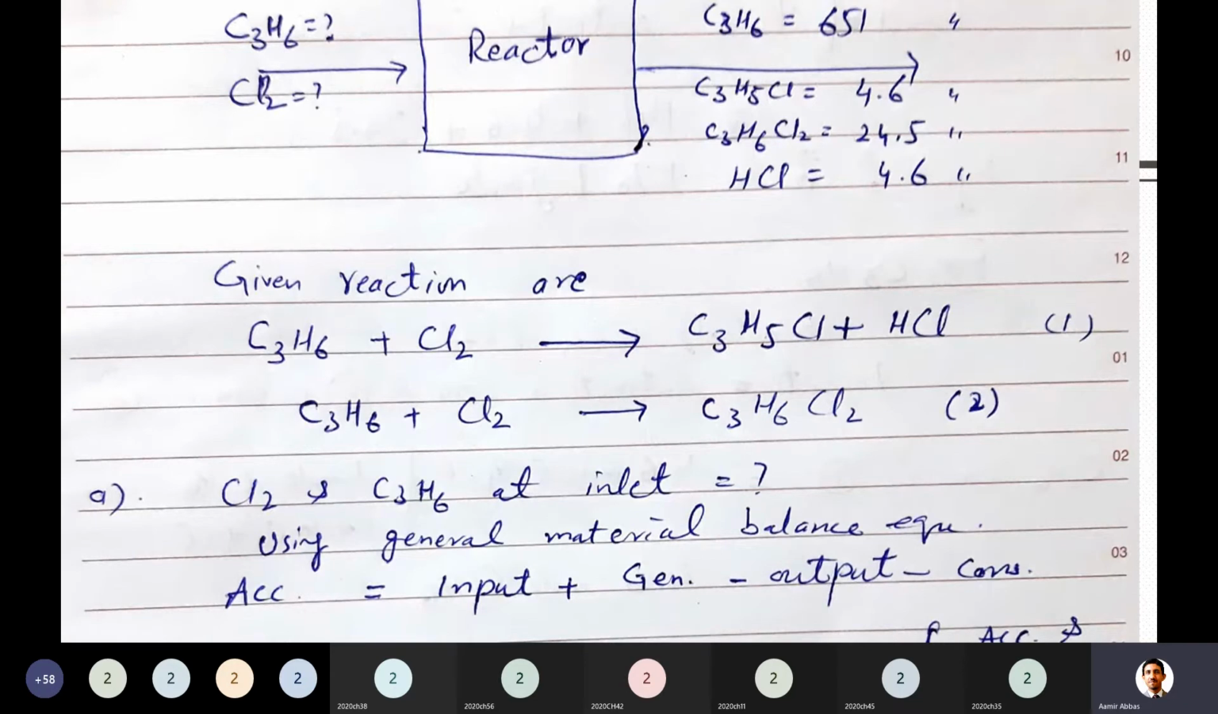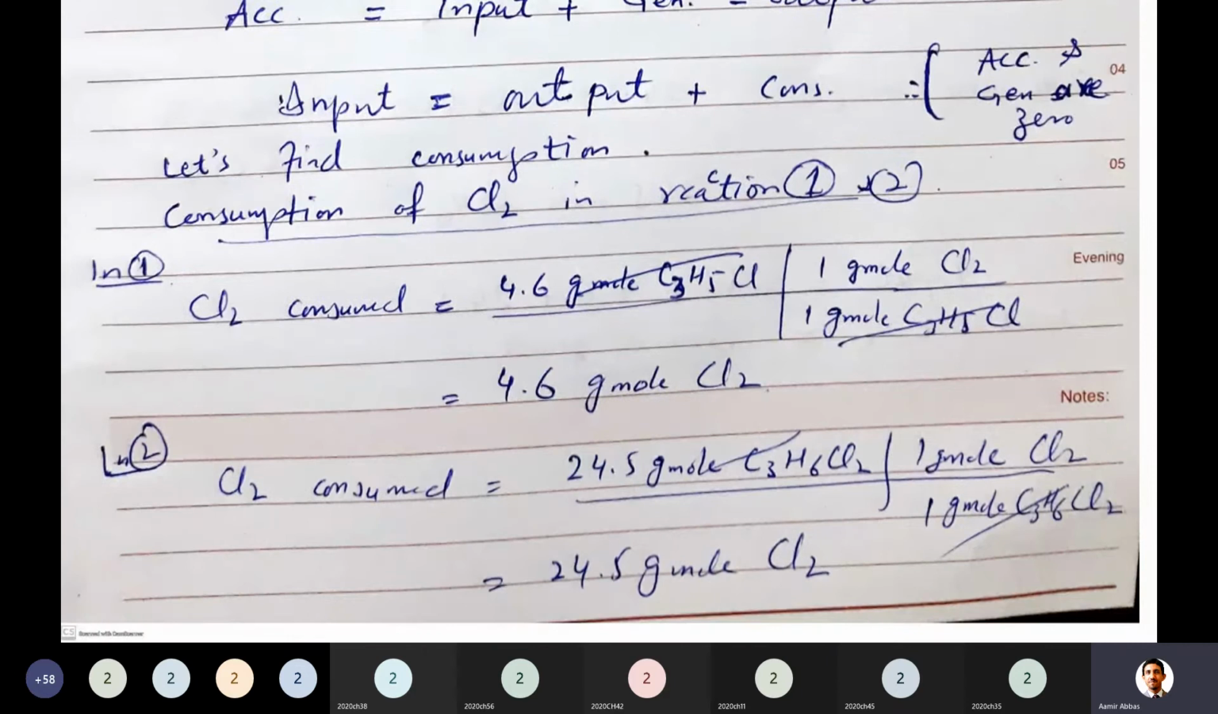For example, here you can see from the equation that when 1 mole of C3H6Cl2 is produced in the second reaction, you consume only 1 mole of chlorine. In the outlet of the reactor, you are given that there are 24.5 mole of C3H6Cl2. So the moles of chlorine consumed are equal to the same amount, 24.5. So I think till this you are done.